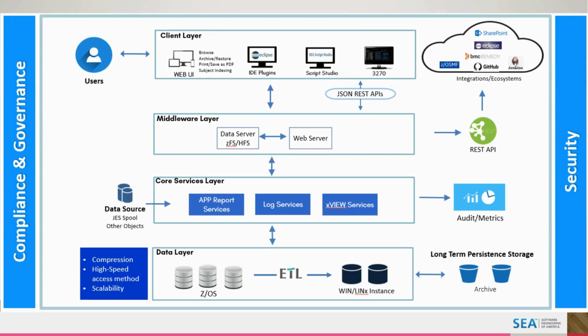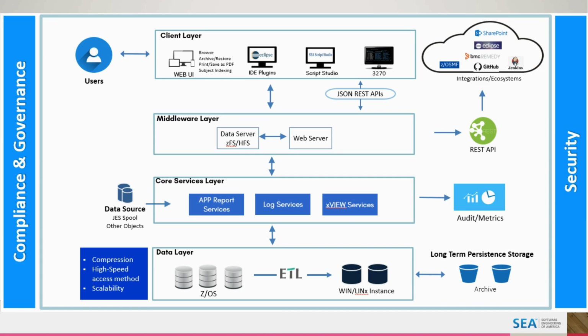This slide depicts our output management framework. There are 4 layers which make up this framework. If we start at the bottom, the data layer, it comprises our proprietary database to store your JES artifacts, which is also a self-optimizing database. Using our services, you can also move the data off into long-term off-mainframe storage, as mentioned previously.